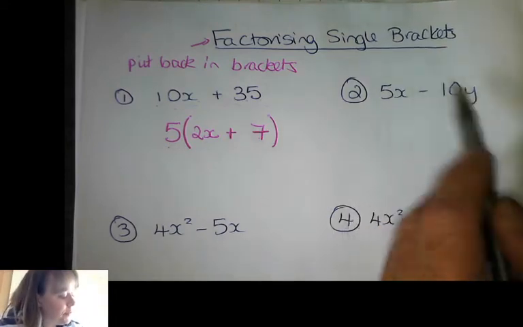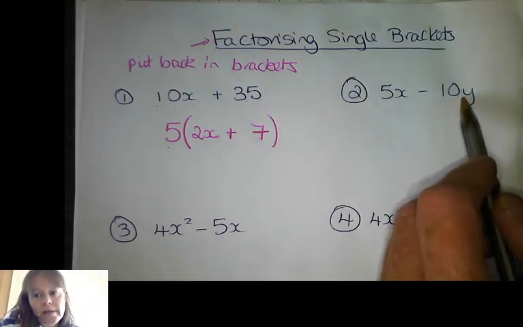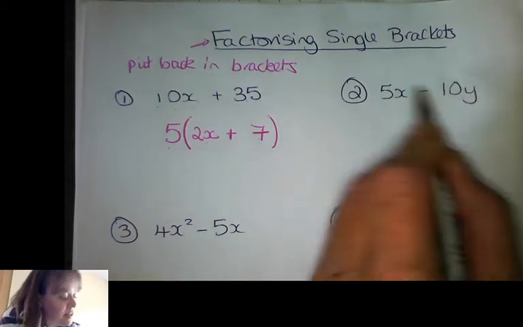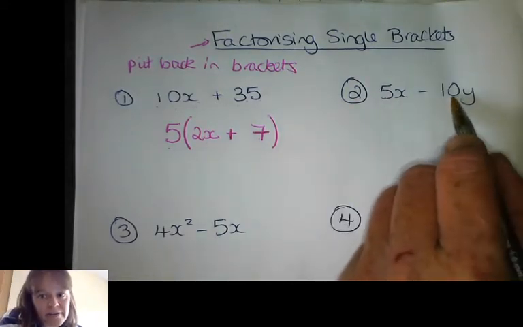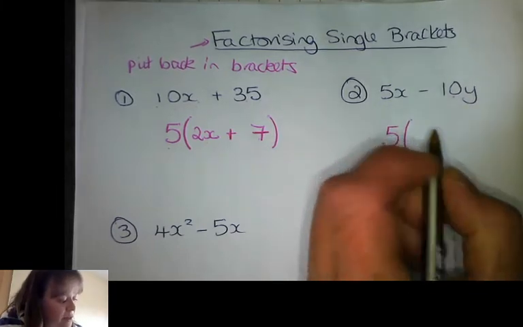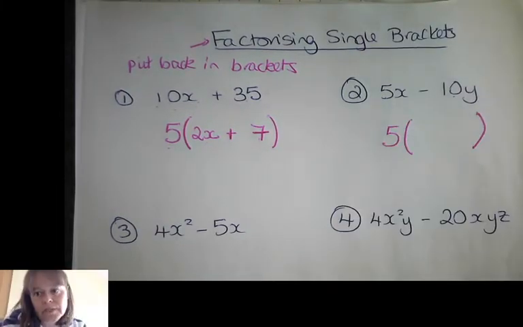So let's look at this one. So 5x, 10y. So I ask myself, what goes into 5x that also goes into 10y? Actually, I think it's 5 again, look, because I can divide this by 5, I can divide this by 5. I can't think of anything else that goes into both of them, so I'm going to put a 5 out the front. That's just a coincidence, it won't always be 5.